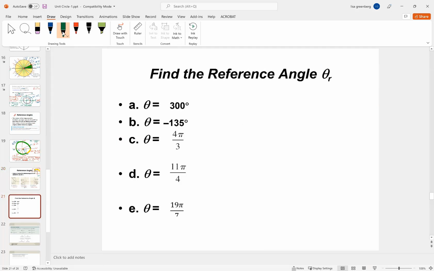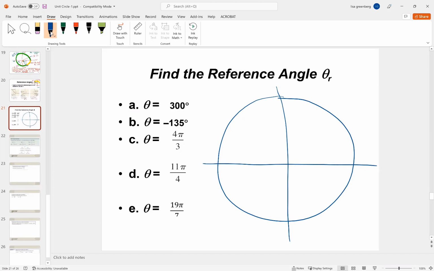Let's say we have these values on our circle. And I'll just draw a circle out here. We start with theta equals 300 degrees. I know this is 0 degrees. I know this is 90 degrees. I know this is 180 degrees. And I know this is 270 degrees. What quadrant would A turn out to be? 300 degrees is in quadrant? 4. Quadrant 4. So I'm just going to put a line in quadrant 4.